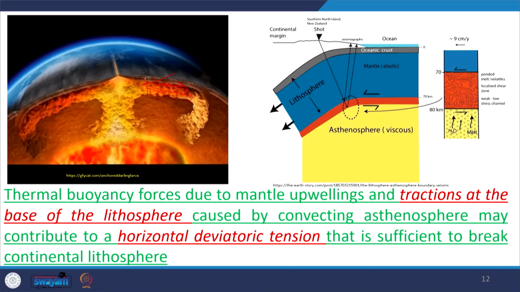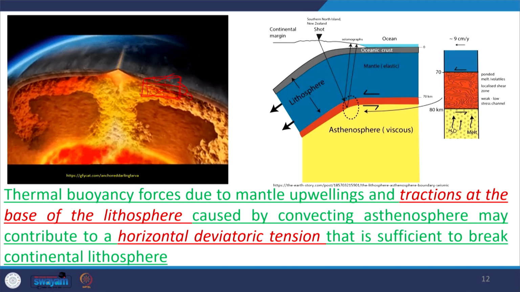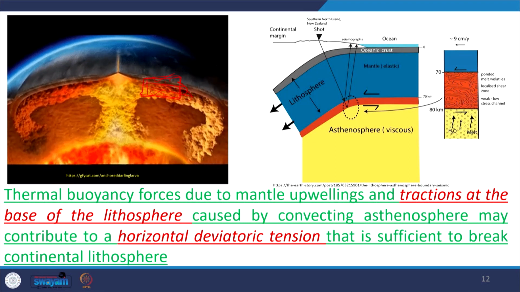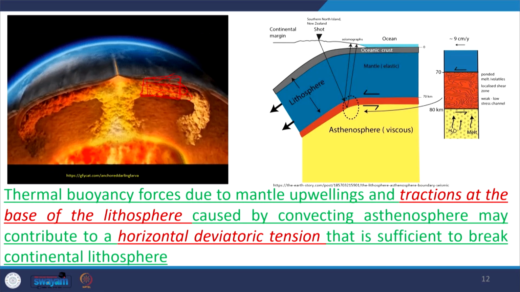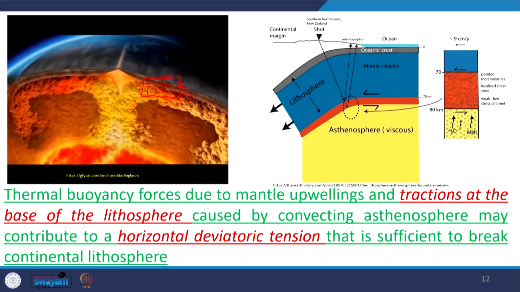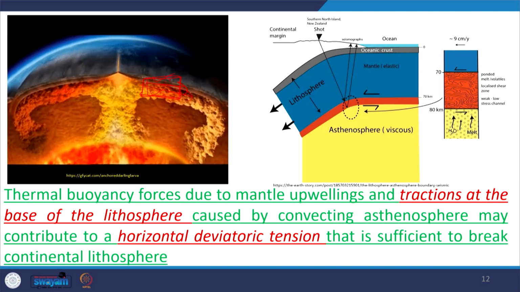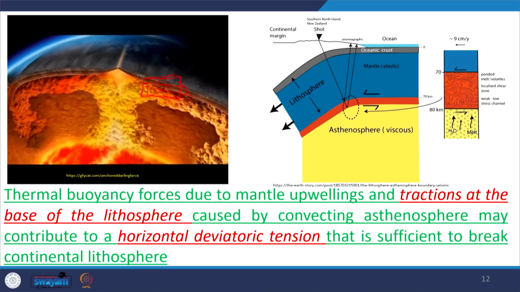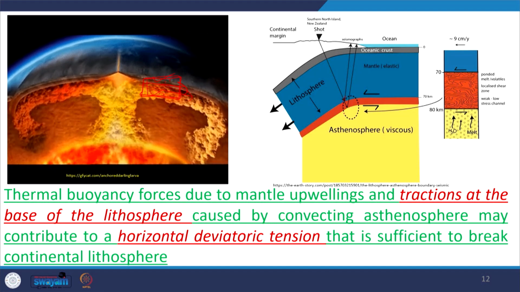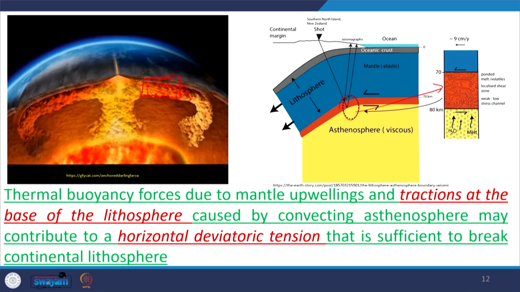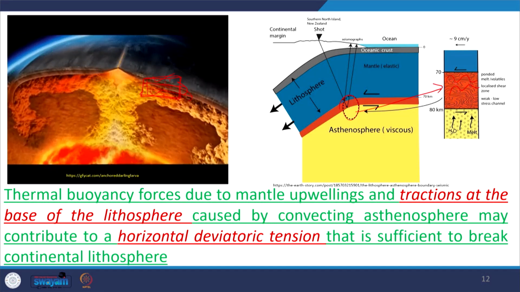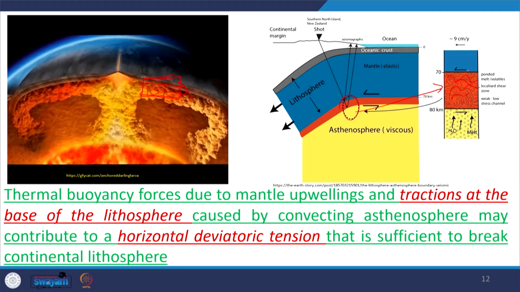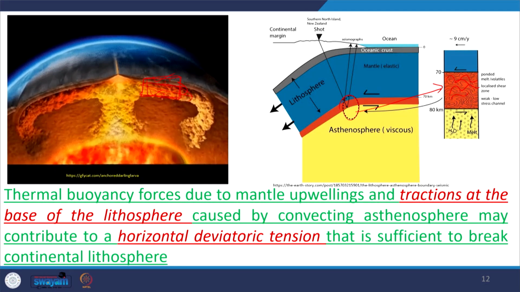So, that is why a traction force or a shear zone is developed here, and that results in horizontal deviatoric tension, and that horizontal deviatoric tension is sufficient to break the continents into different parts. If you see here, this part is zoomed in, how this shearing is occurring at the base, that means at the lithosphere and asthenosphere boundary.